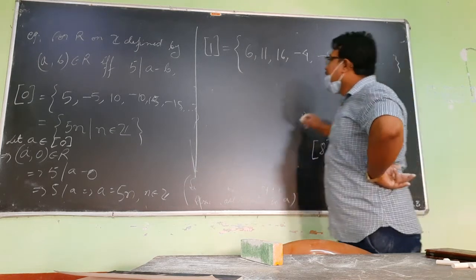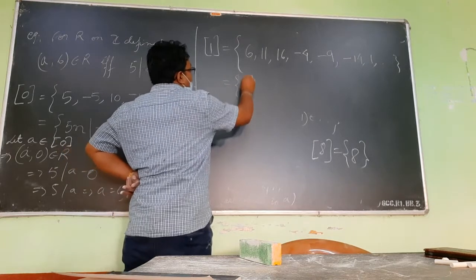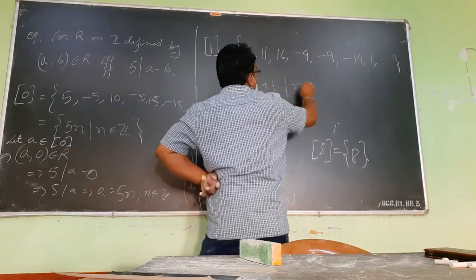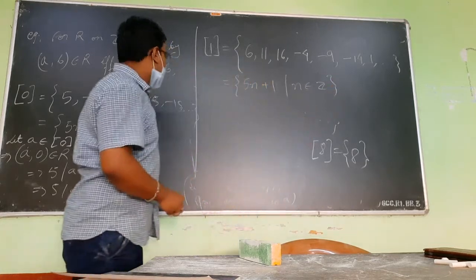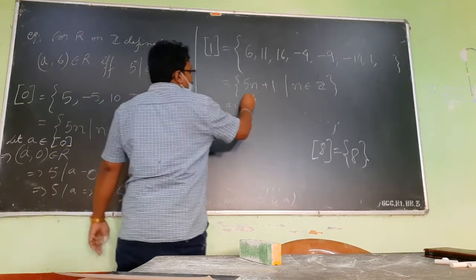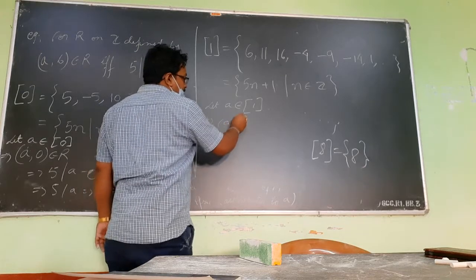So how can I write this? We can write this as 5n plus 1 such that n belongs to integers. It is the collection of all of these. How will you prove it? The proof is exactly similar. Let a belong to the equivalence class of 1. So this implies that a is related to 1.